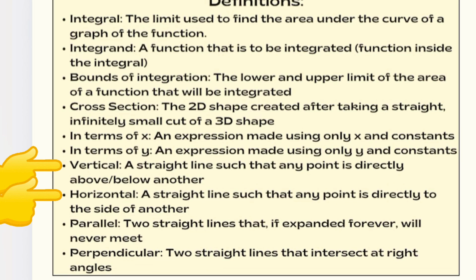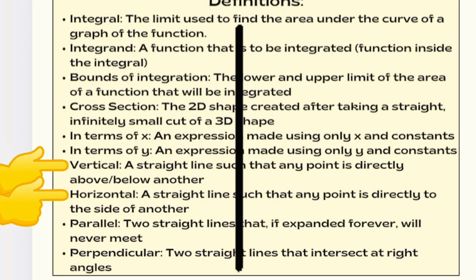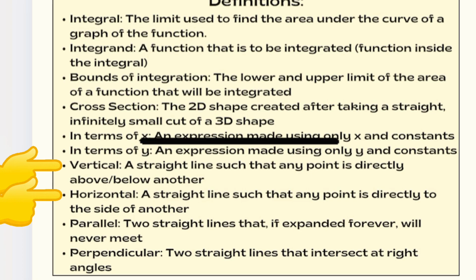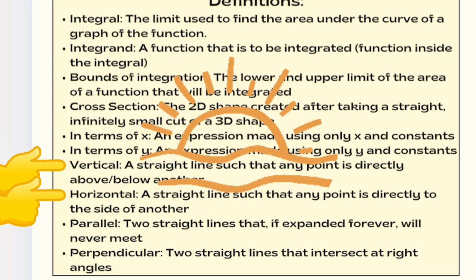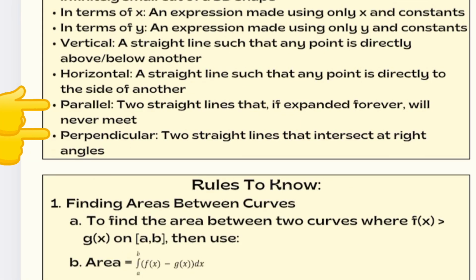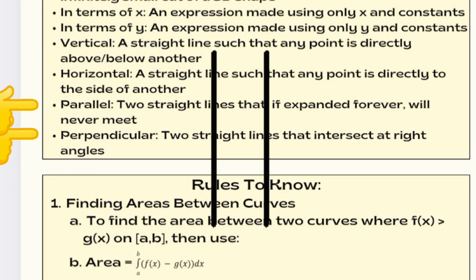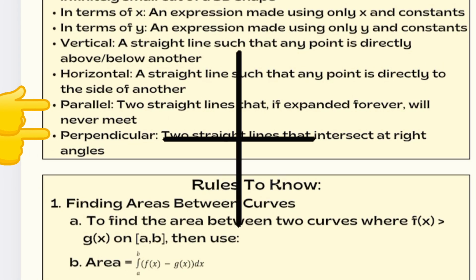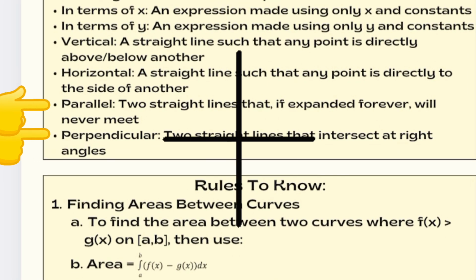So next is vertical and horizontal. I have some technical definitions here, but basically vertical is like a straight line that goes up and down, and horizontal is a straight line that goes left and right. I think of it as like the horizon, and then I just remember that vertical is the opposite of horizontal. And lastly, parallel and perpendicular. Parallel is two lines that, if expanded forever, will never meet, so they have the same slope. And then perpendicular is two straight lines that intersect at right angles. So their slopes are negative reciprocals of each other.